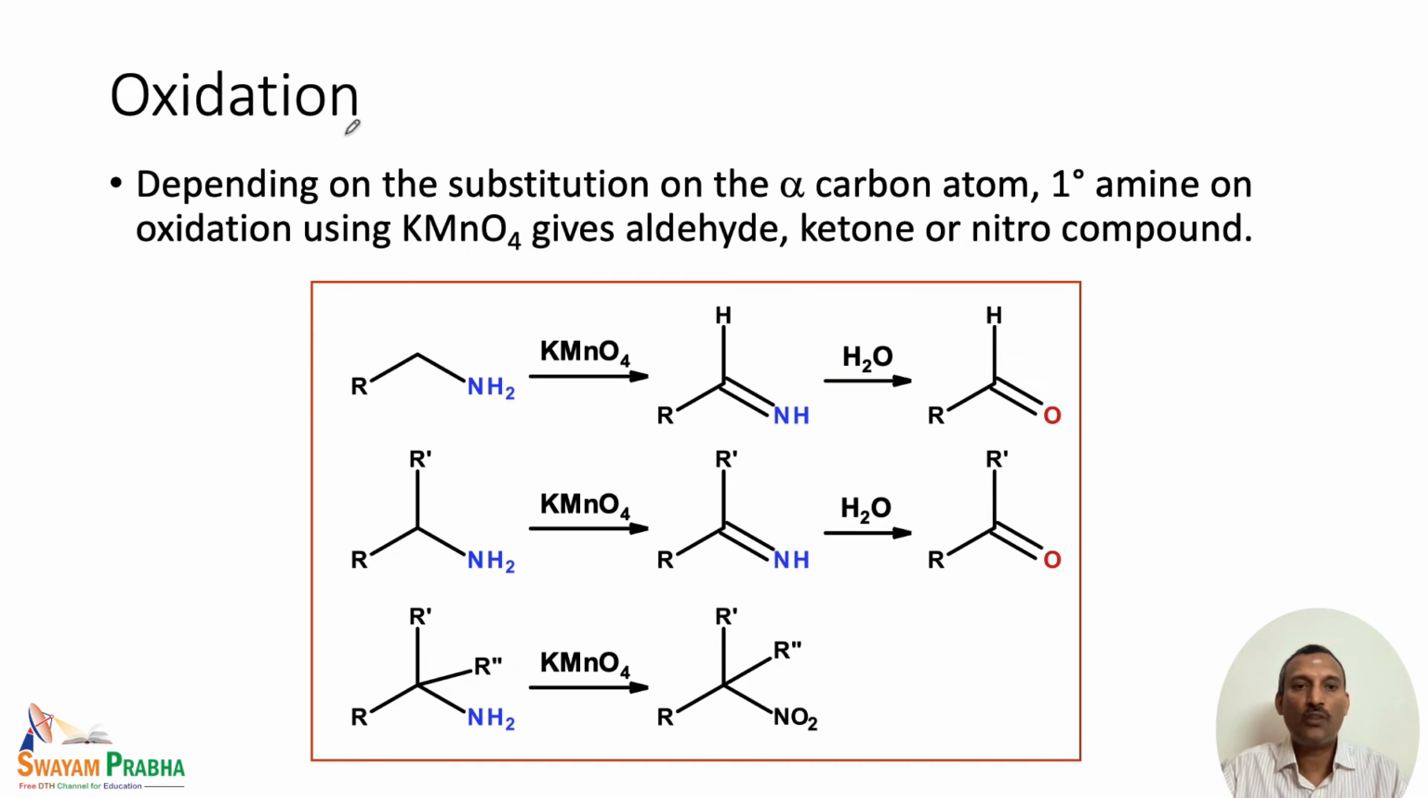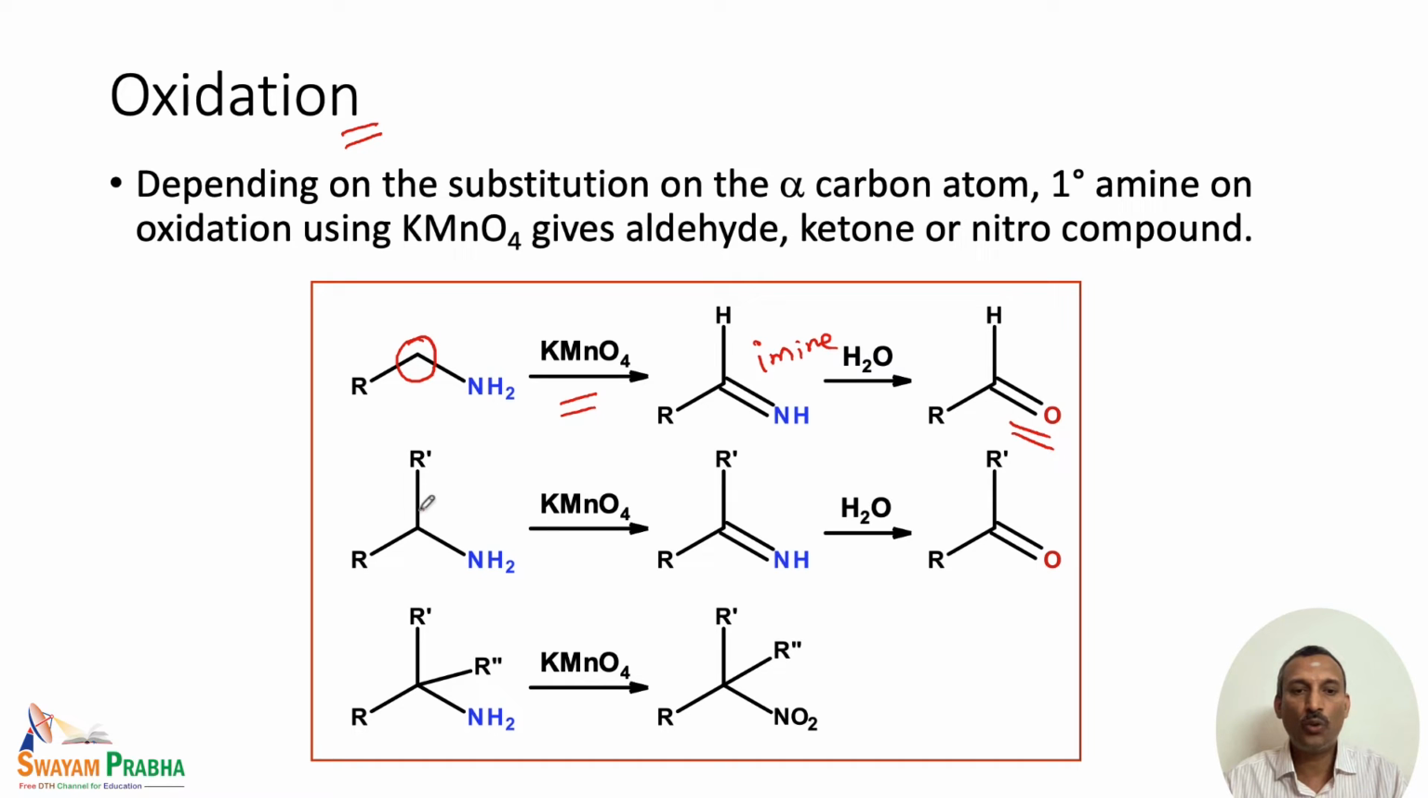The next one is the oxidation reaction. Depending on what are the substitutions on this particular carbon atom, we get different products when an amino compound is oxidized using KMnO4. When the alpha carbon is monosubstituted, we get aldehyde as the final product after hydrolysis. So, this is nothing but the amine derivative. The amine is converted to the corresponding carbonyl derivative on hydrolysis.